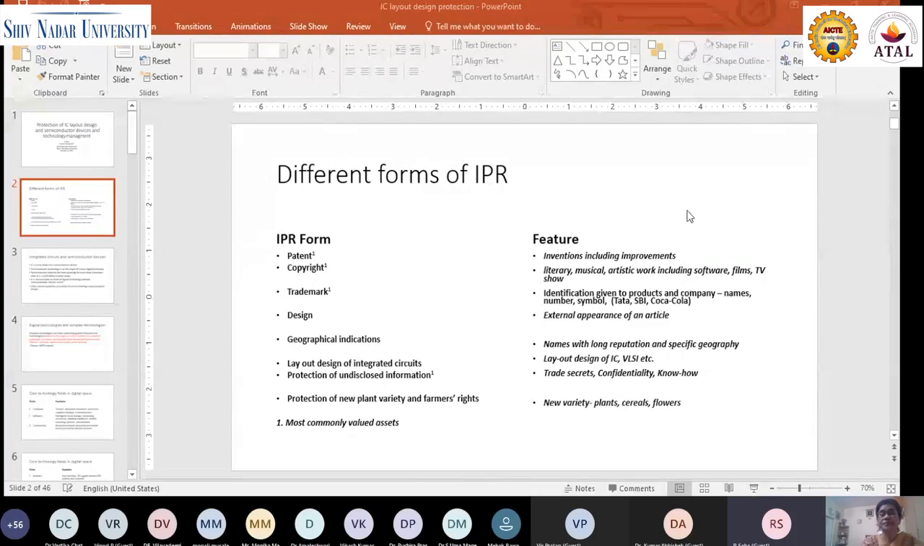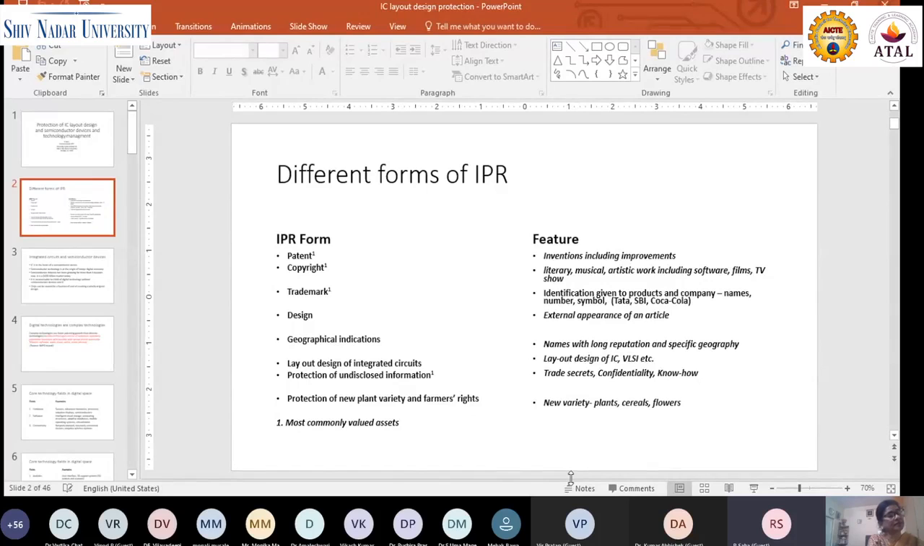Then we have design, which deals with the external appearance of an article, like the different shapes of mineral water bottle, which you must have observed. Then we have the GI, or the geographical indication. These are the names associated with products which are originating from a very specific geographical location, and they have built a reputation over many years.